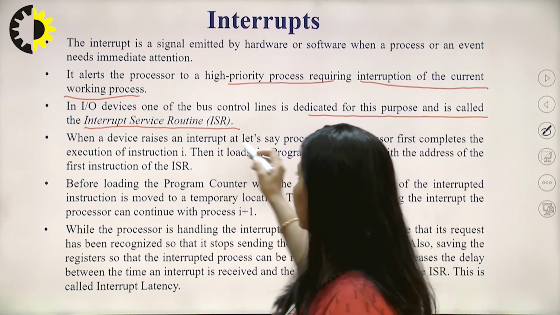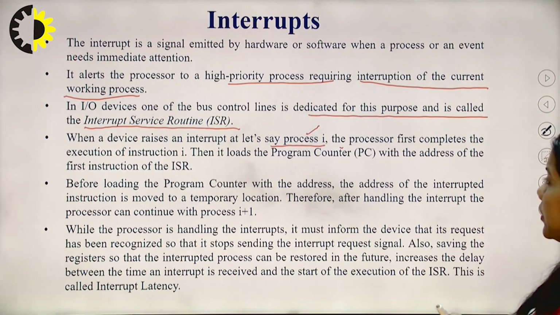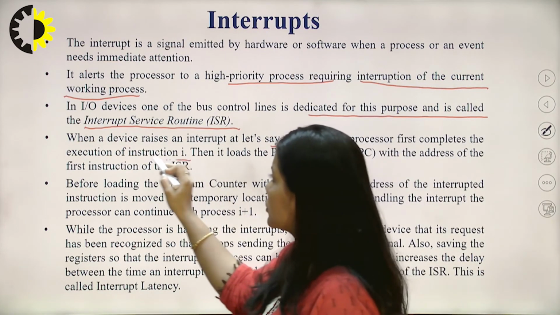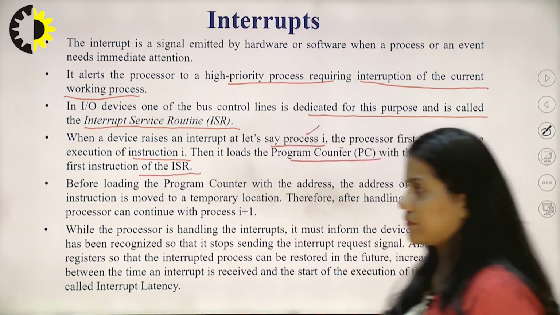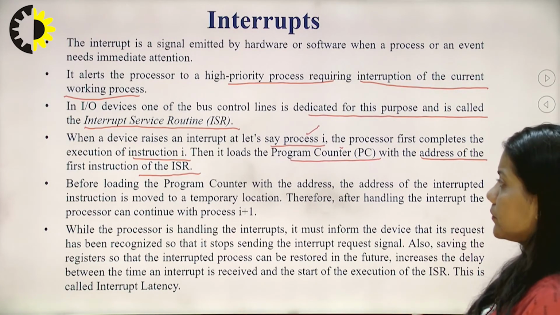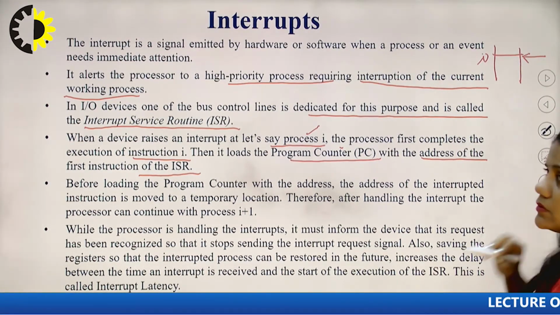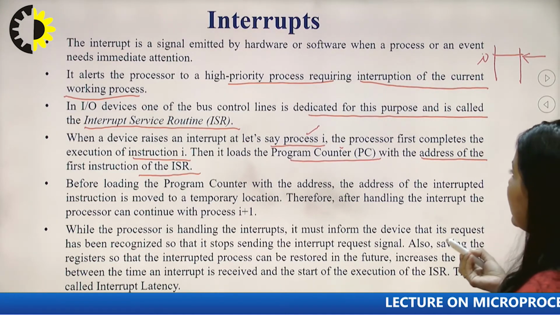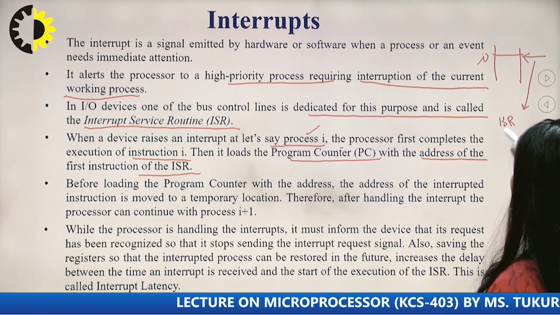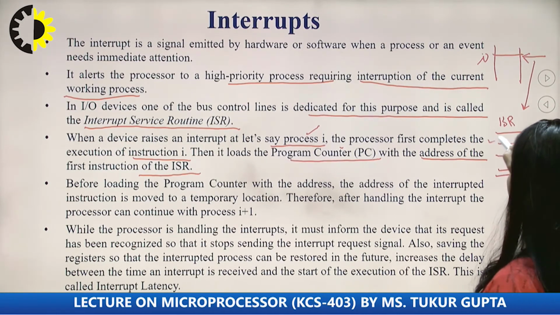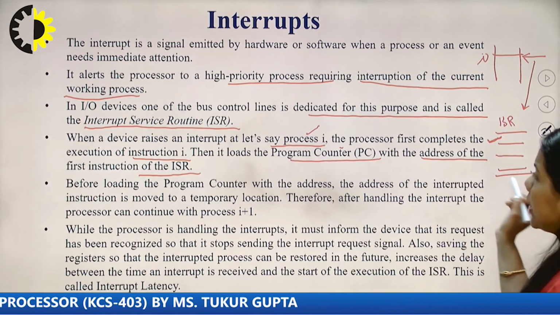So, when a device raises an interrupt at, let's say, process I, the processor first completes the execution of the instruction I. Then it loads the program counter with the address of the first instruction of the ISR. Suppose we are at some instruction I, and here the interrupt occurs. Immediately the program counter is loaded with the address of the first instruction of the ISR. When an interrupt occurs, there must be some ISR routine related to it. This is the starting location of the interrupt service routine, and the program counter is loaded with the address of that ISR.